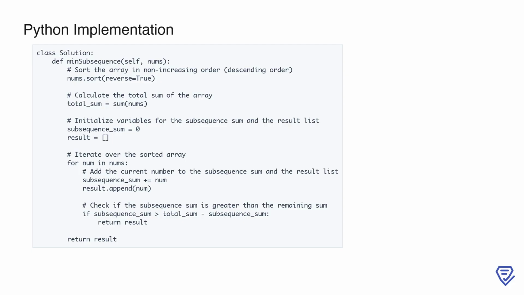6. Returning the result. If the loop completes without returning early, unlikely due to the problem constraints, the final result list is returned. This is a safeguard for edge cases.